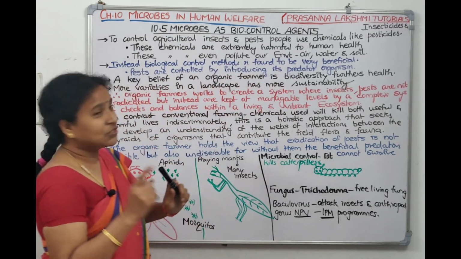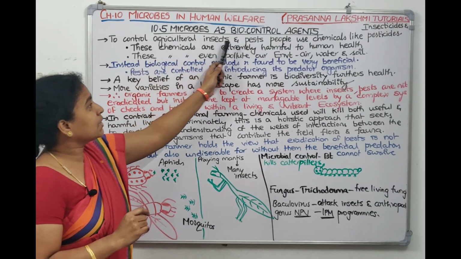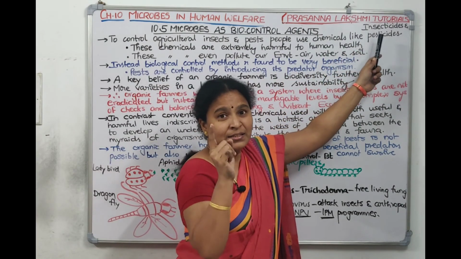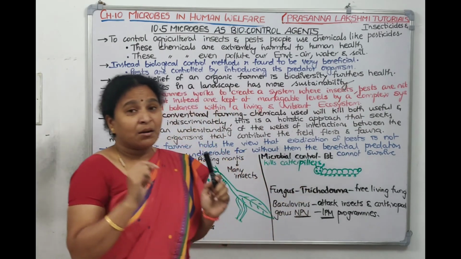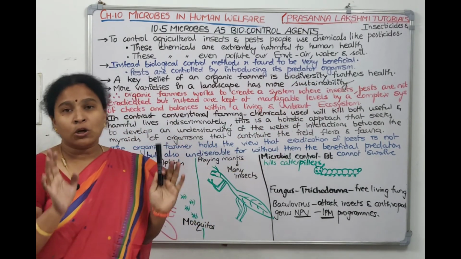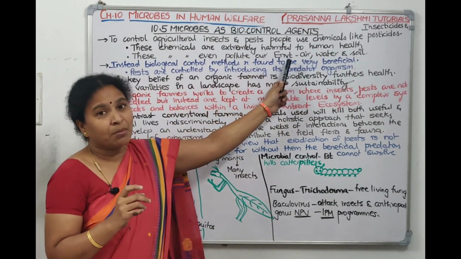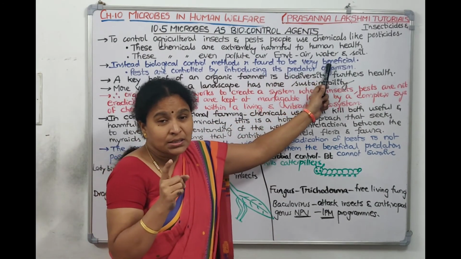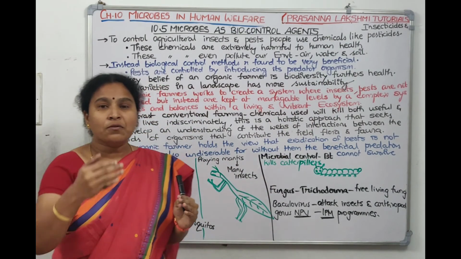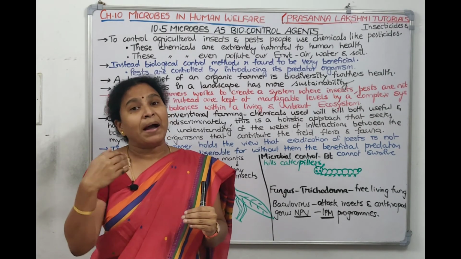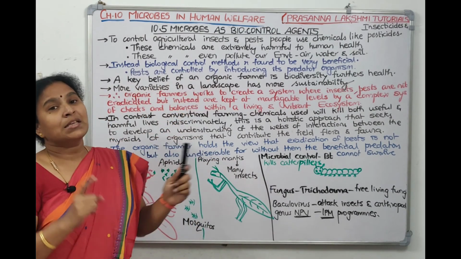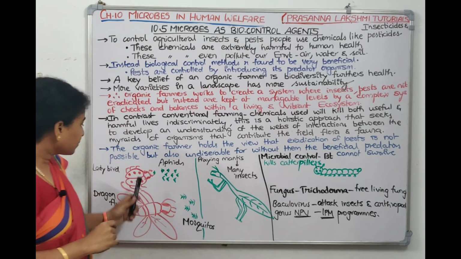Now let us see what they have given here. Microorganisms as biocontrol agents. I told you, to control agricultural insects and pests, the ready-made solution is to buy a chemical: an insecticide to kill the insect, a pesticide to kill the pest. But these chemicals are extremely harmful to human health, and they are damaging our environment also. Air is getting polluted, water is getting polluted, soil is getting polluted, right? So instead, biological control, using biological organisms instead of insecticides and pesticides to control insects and pests, is found to be beneficial.